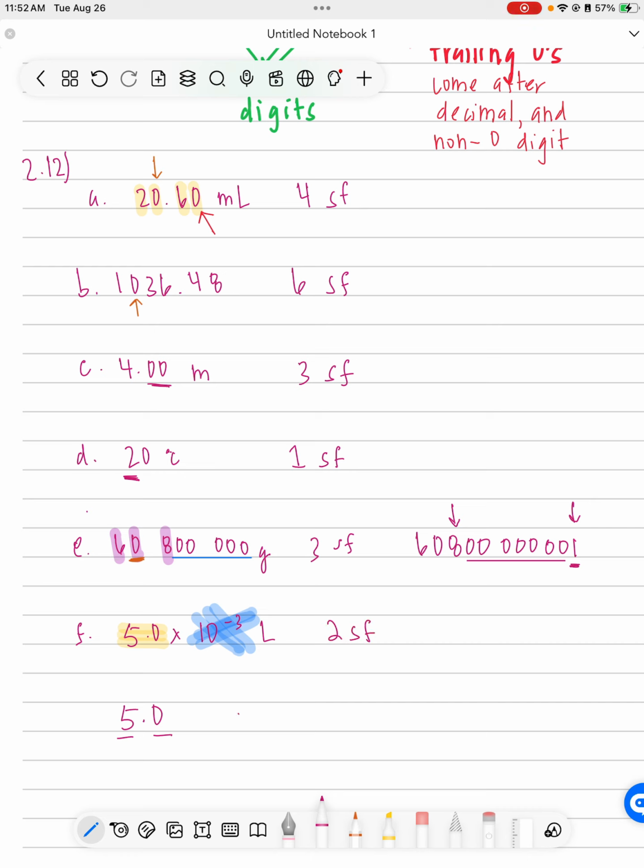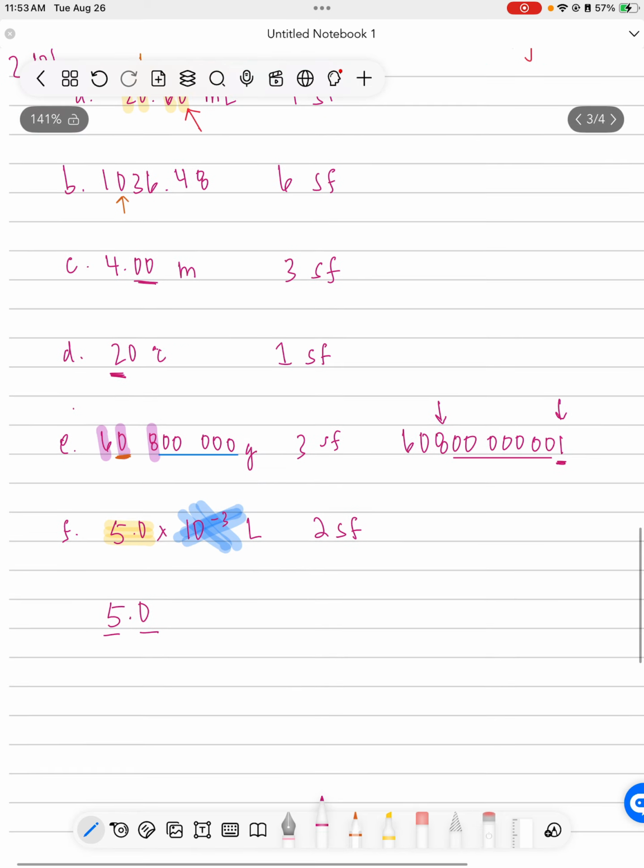What if I added more zeros? Would I count them? I would. So now we have 1, 2, 3, 4, 5 significant figures. Remember, when it's in scientific notation, we can ignore the 10 to the power of number.